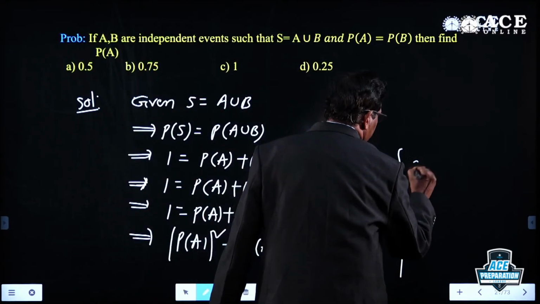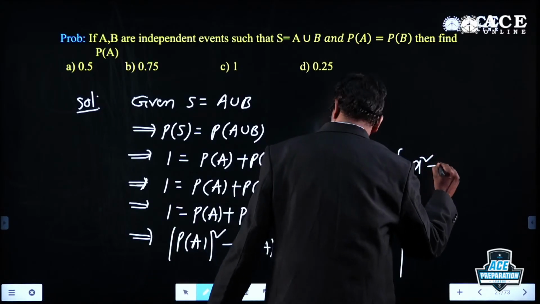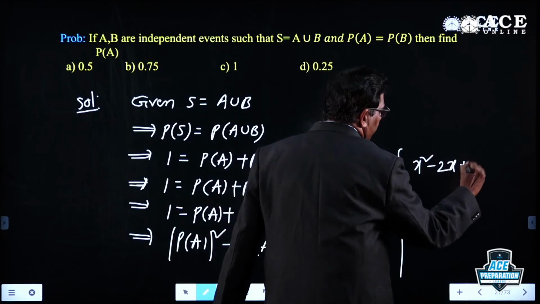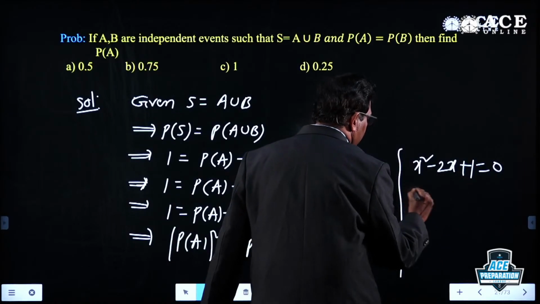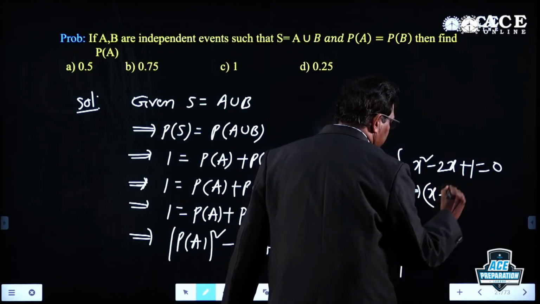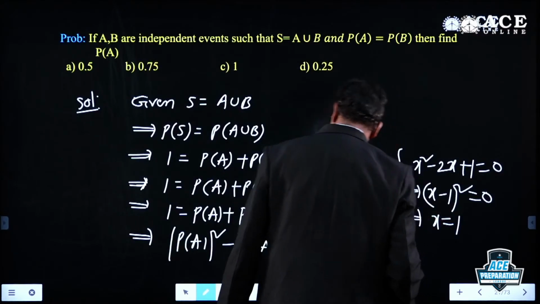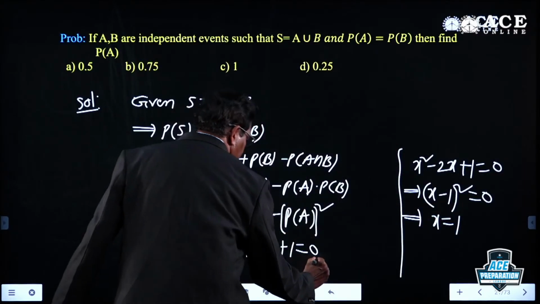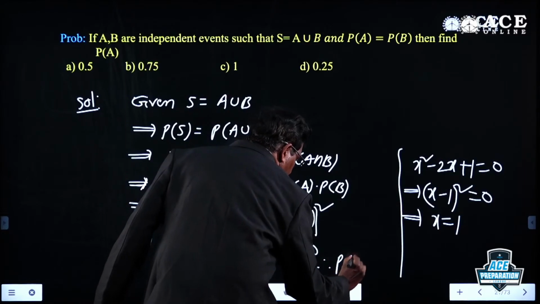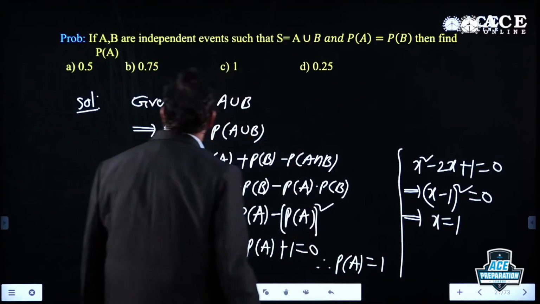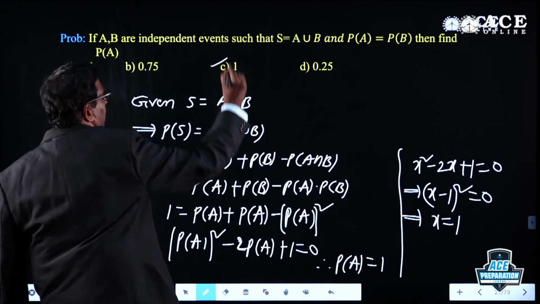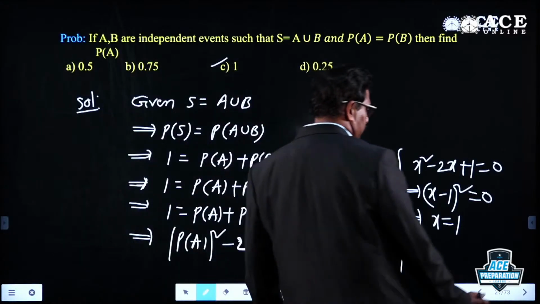This is in a form, once you say this, x square minus 2x plus 1 is equal to 0 or not? That is nothing but x minus 1 whole square is equal to 0 or not? X is equal to 1. In place of x, who is there? P of A. Therefore, P of A is equal to 1. Which option is right? Option C. Is it?